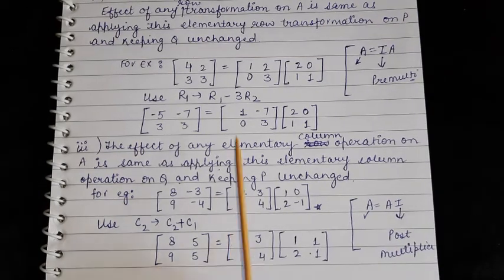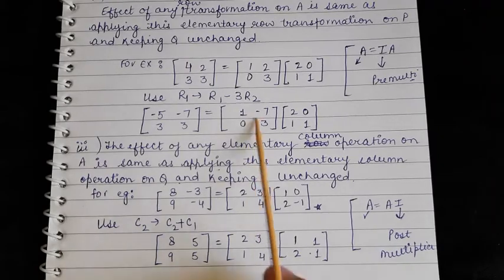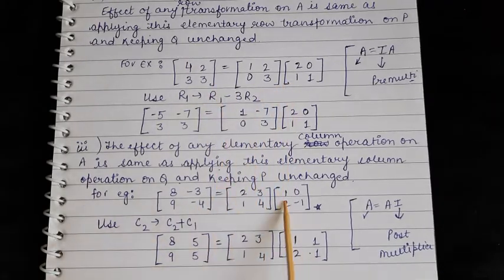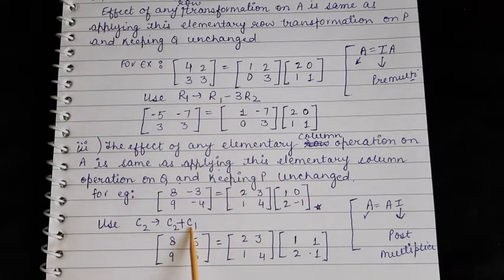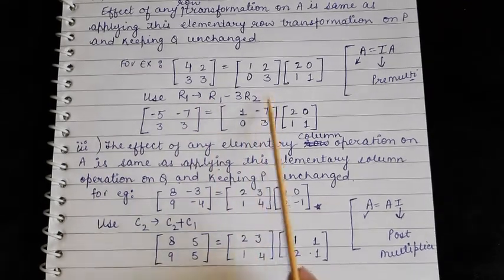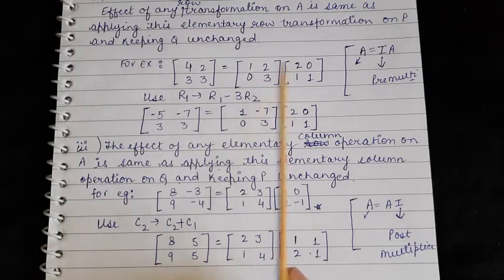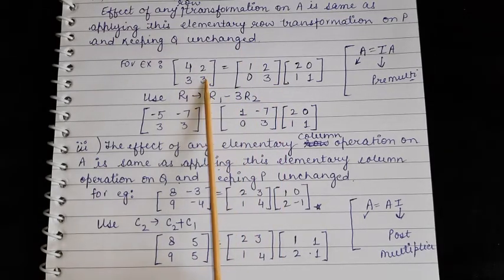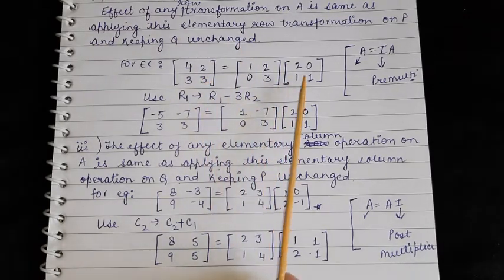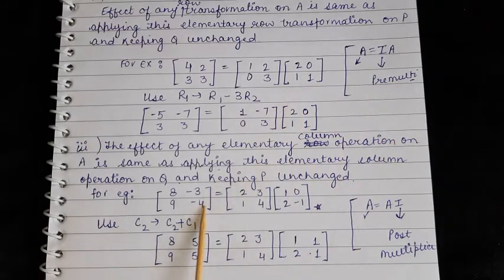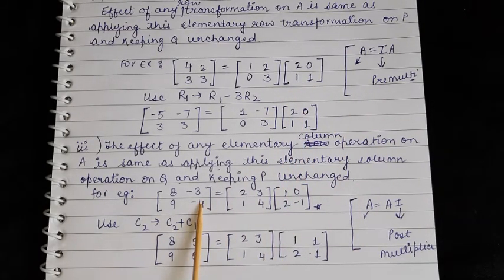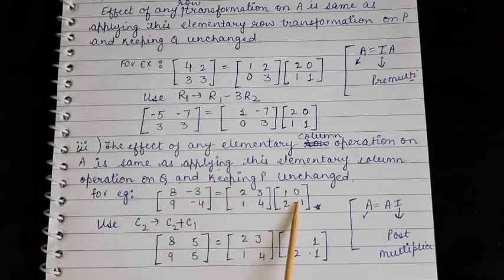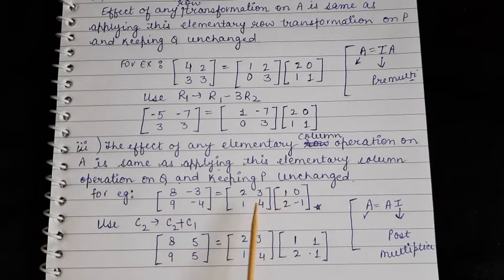Such types of questions can come for 1 mark, where given a matrix equation, they can ask you to apply a row transformation or a column transformation. We need to keep in mind that in case of a row transformation, we will apply it on A and on P, but Q will remain unchanged. Similarly, if it is a column operation, we will apply it on A and on Q, and P will remain unchanged.